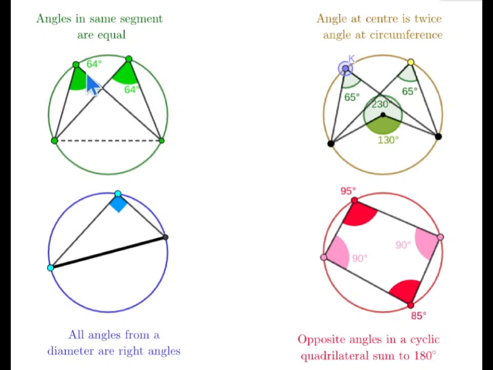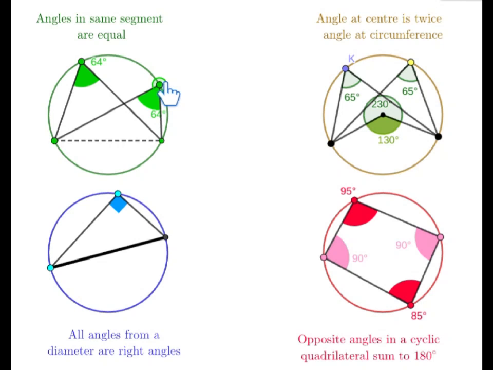If the angles are in the same segment, then they're equal. Okay, so wherever I move this point, it stays at 64, and this one stays at 64.